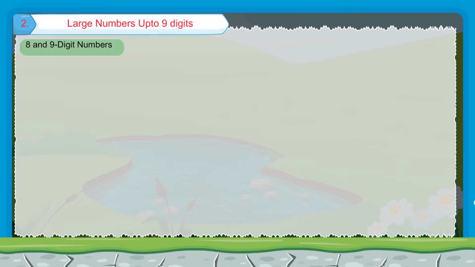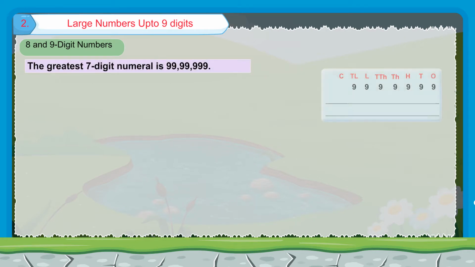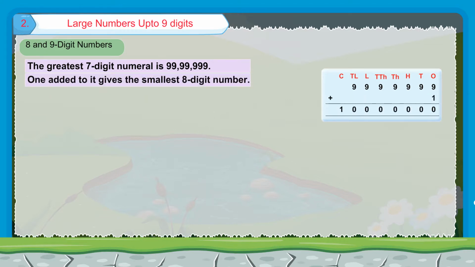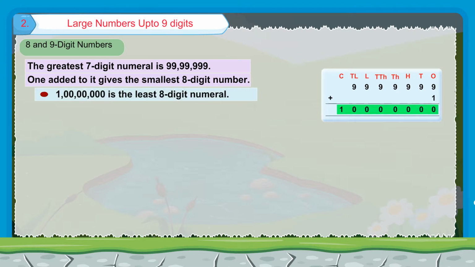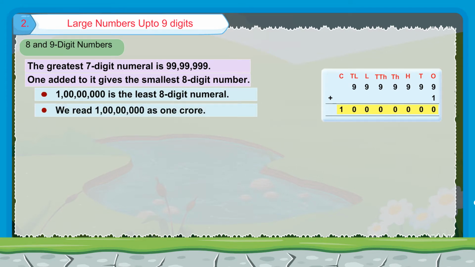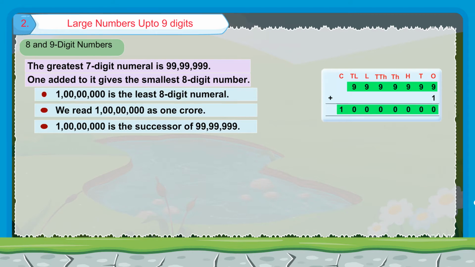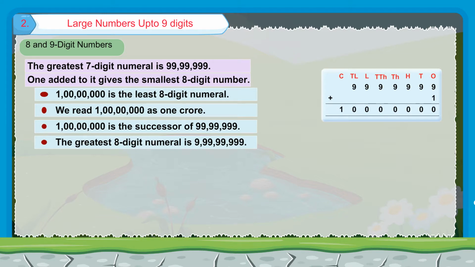8 and 9 digit numbers. The greatest 7-digit numeral is 99,99,999. One added to it gives the smallest 8-digit number. 1 crore is the least 8-digit numeral. We read 1,00,00,000 as 1 crore. 1 crore is the successor of 99,99,999.